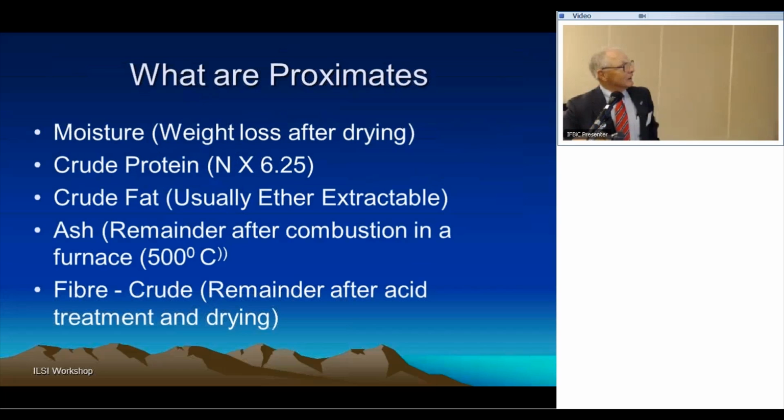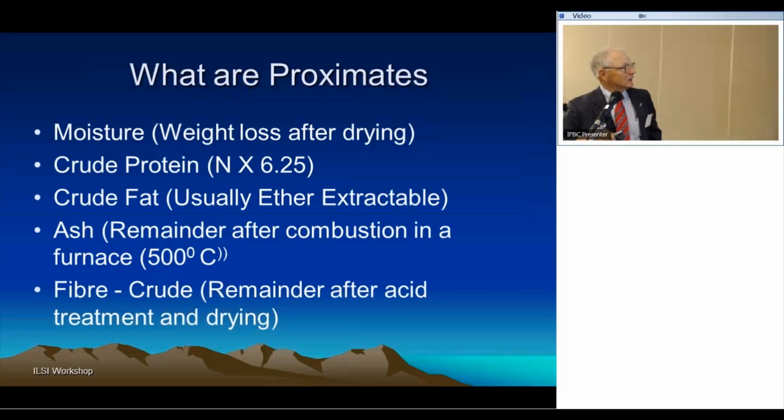What are proximates? Moisture, it's the weight loss after drying. There's a lot of literature and so forth about this. There are general procedures for doing that, pros and cons of that.